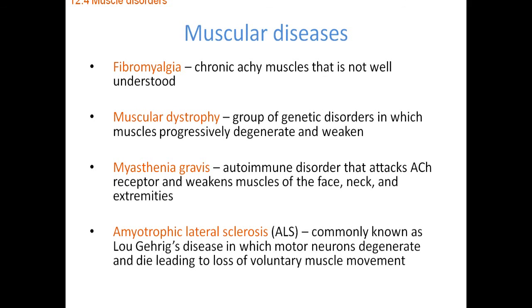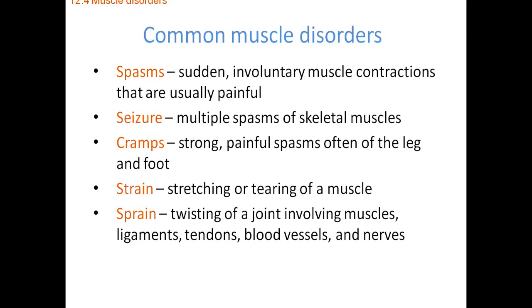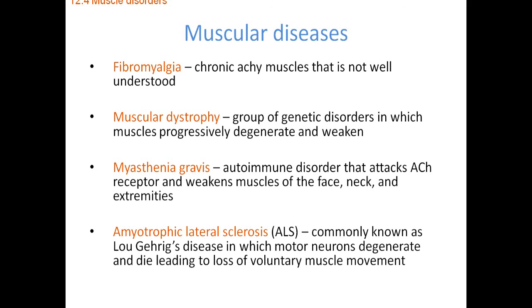Okay, now muscular diseases. The last one was disorders. So diseases, one is myalgia and fibromyalgia. This is a chronic condition. They don't really understand what causes it, but people have really, really achy muscles. So lots of pain, tenderness, muscles are stiff. They don't exactly know what causes it. They don't know how to treat it. They try to stop the pain.